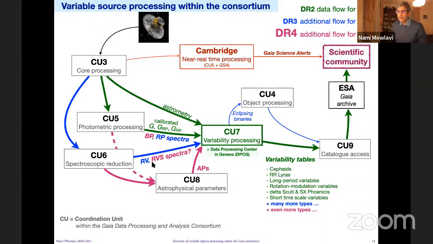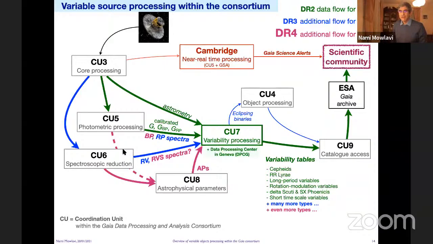For DR3, this problem is partly alleviated by the fact that we had an early data release for part of the data, which is basically the astrometry and the photometry. And next year, the other CUs can process these ones and publish them with some delay, but at least in a consistent way with the other data.